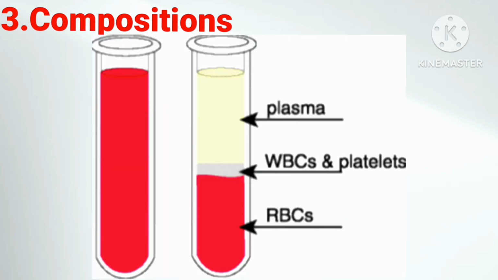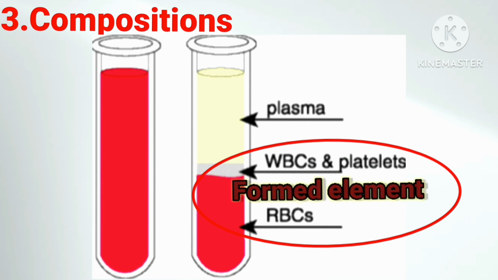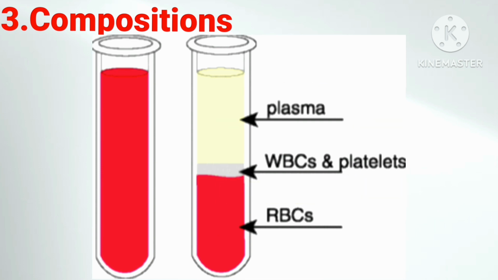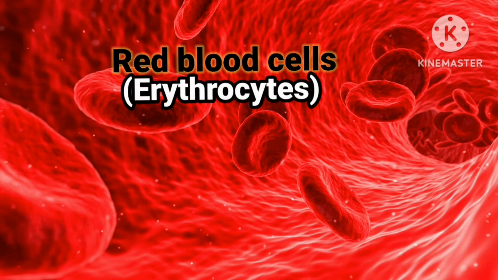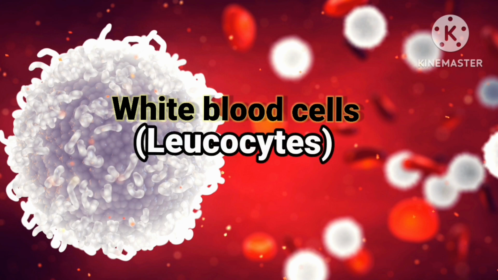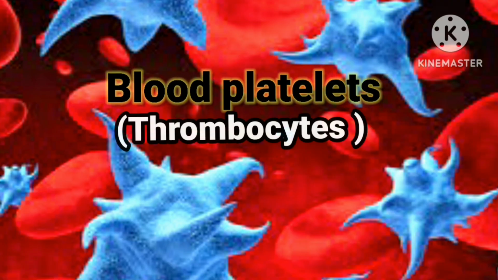Composition of blood. Blood consists of two main portions: the blood cells, which are called the formed elements, and the liquid portion known as the plasma. The blood cells are of three types: the red blood cells, or erythrocytes, the white blood cells or leukocytes, and the blood platelets or thrombocytes.